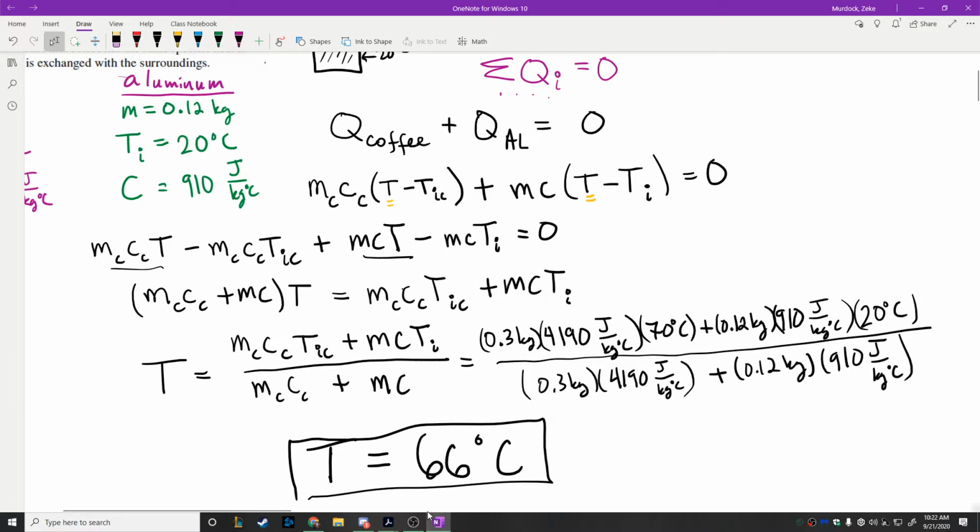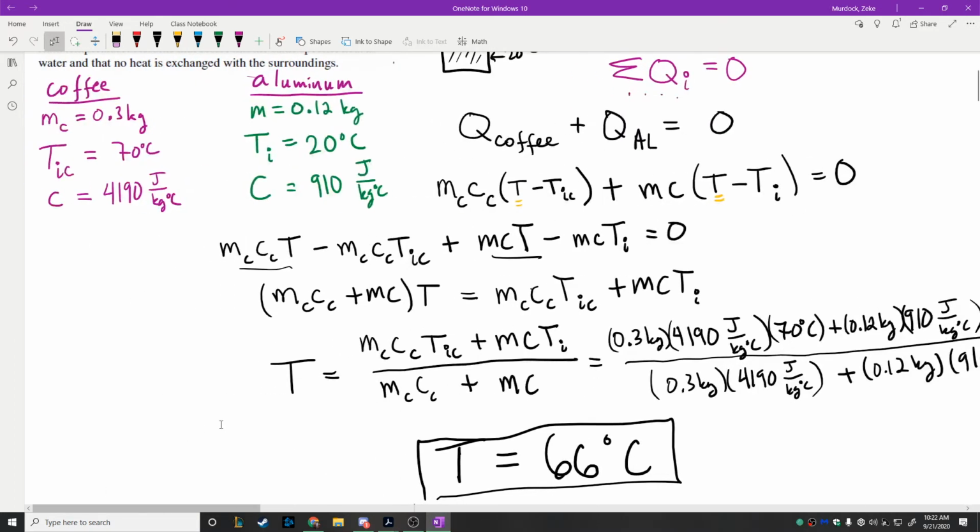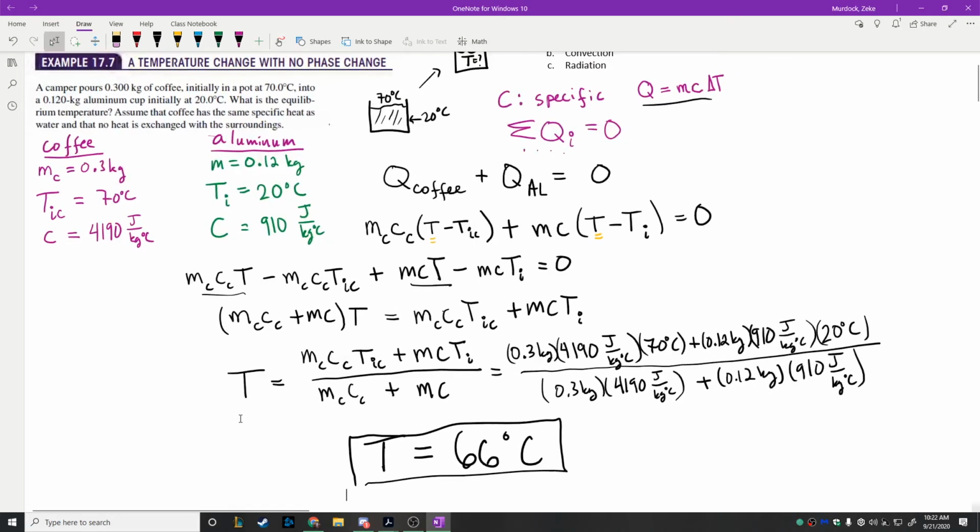Here, let's go back to here. Zoom out just a little bit so we can see everything. So it appears as though our final answer is closer to the temperature of which substance initially? Which one was 70 degrees? It was the coffee, right? Is it reasonable to think that the final temperature we would get would be closer to the coffee's initial temperature? And why would that be the case?